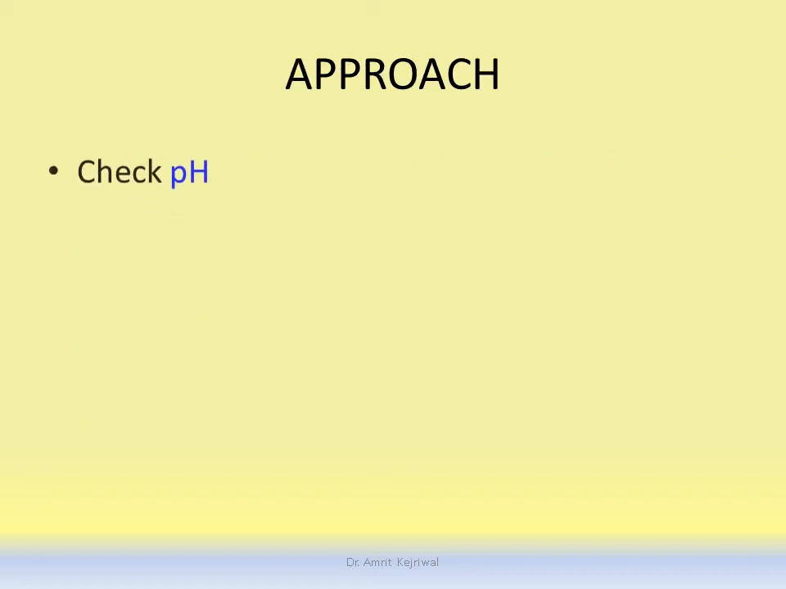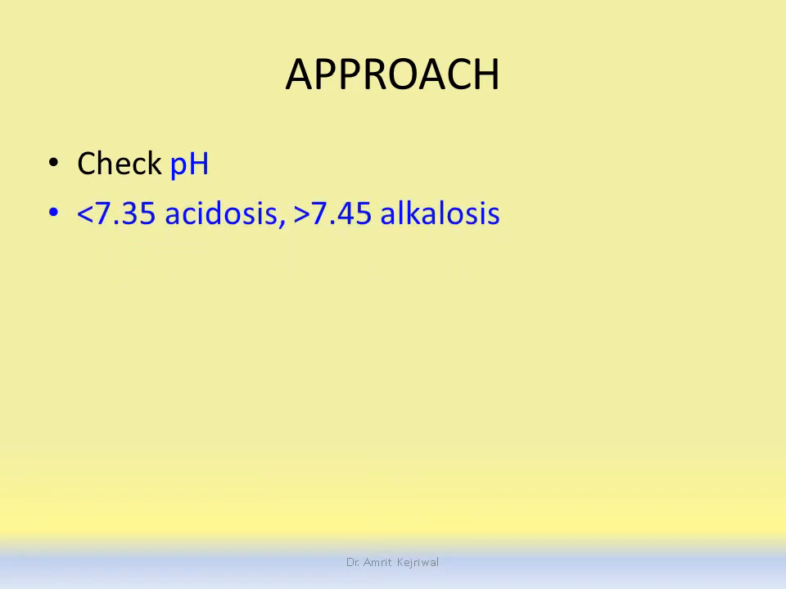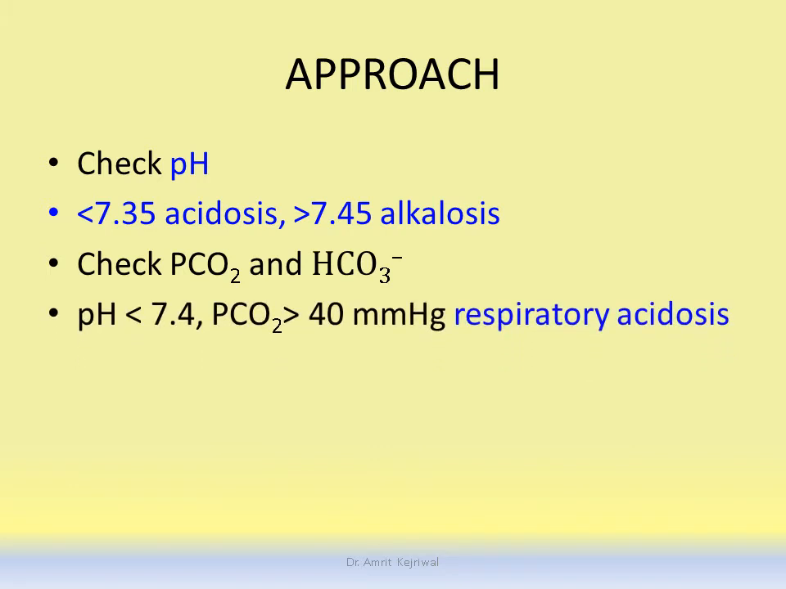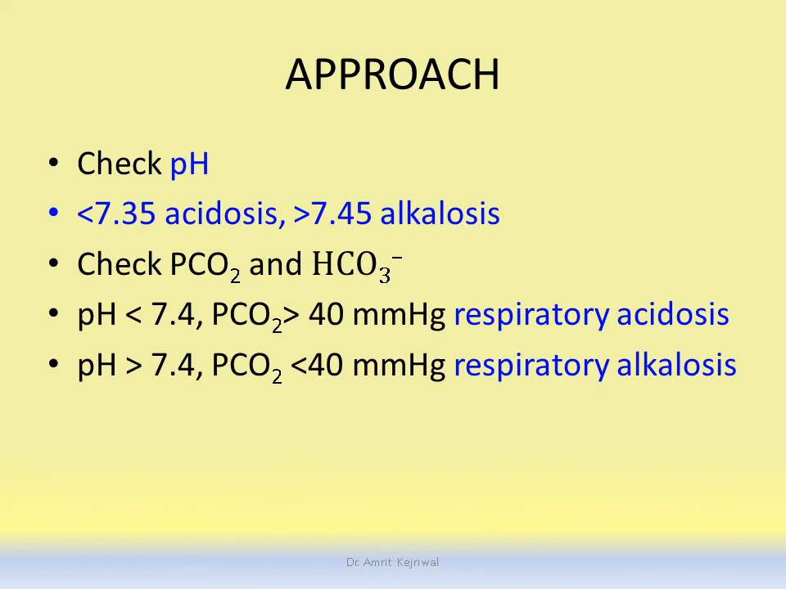Coming to the approach, check the pH. If it is less than 7.35, it is acidosis, and if it is greater than 7.45, it is alkalosis. Check the PCO2 and bicarb. If pH is less than 7.4 and PCO2 is greater than 40 mmHg, then it goes in favor of respiratory acidosis. And if the pH is greater than 7.4 and PCO2 is less than 40, it goes in favor of respiratory alkalosis.